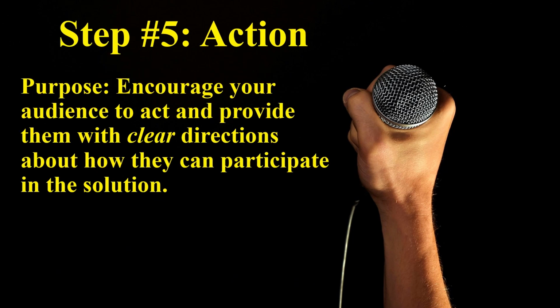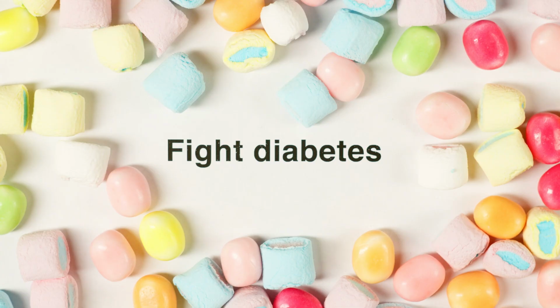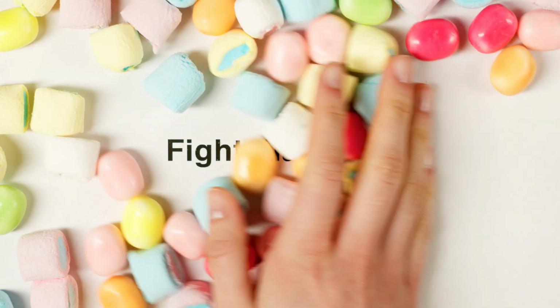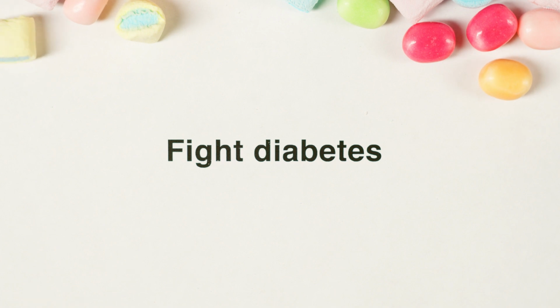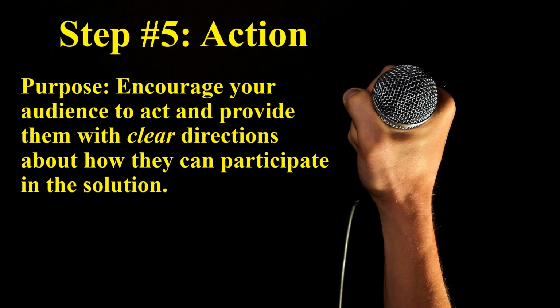Then finally, after you visualize the benefits to the audience, it's time to call on them to act. Encourage them to participate in the solution so that they can achieve the benefits for themselves and for others. Remember, your audience cannot act if you don't provide them with clear directions about how they can act. So don't just say, go do something about this. Don't just say, go act. Give them specific directions. Say, go to this specific website or call this number or go talk to your doctor about this or whatever specific action you think your audience can take.